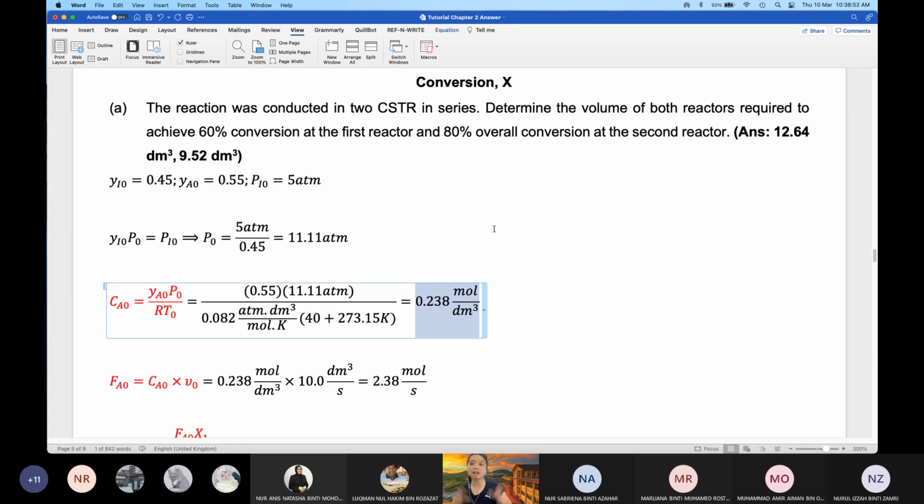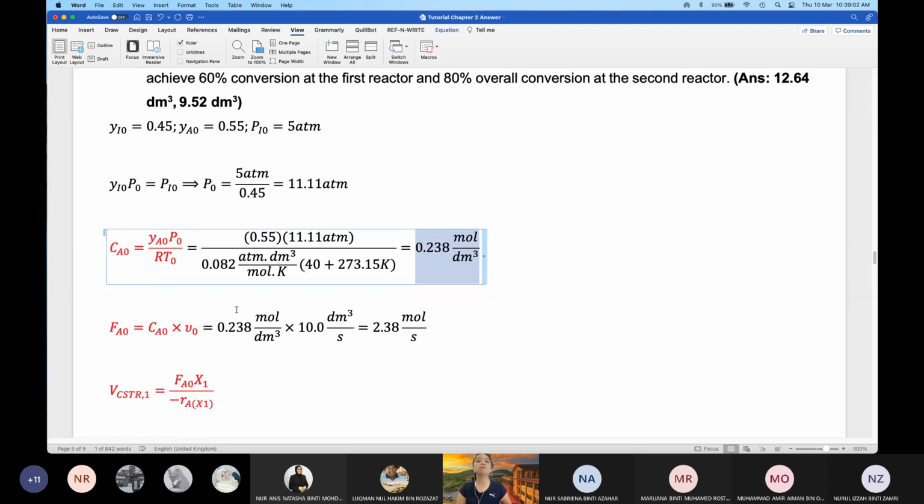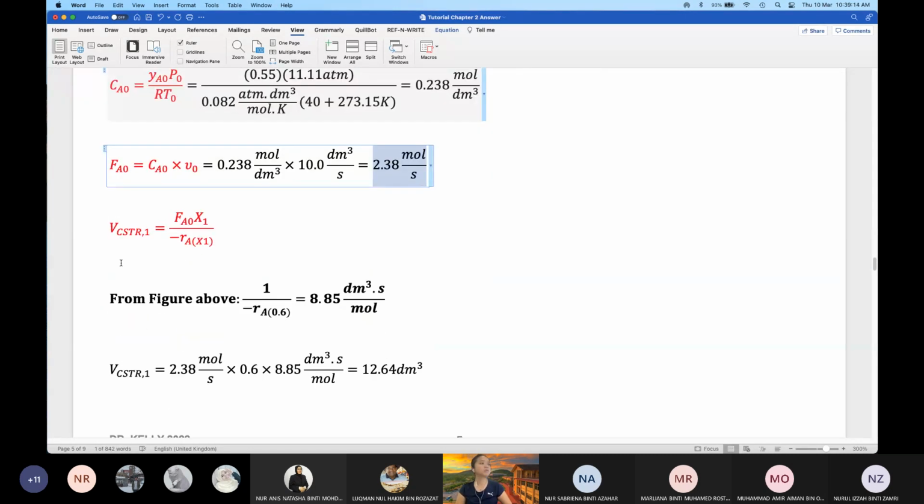But don't stop there, the question is not finished, we haven't solved the question yet, because what are we actually trying to find? FA0. So you already know CA0, okay, multiply with the given volumetric flow rate which is 10, then only you get your FA0. So all this long working is actually just to find FA0 first, not even solving yet. Once you get FA0, then you can solve the question. Then only you can replace your FA0. You can replace your X1 which is 0.6.